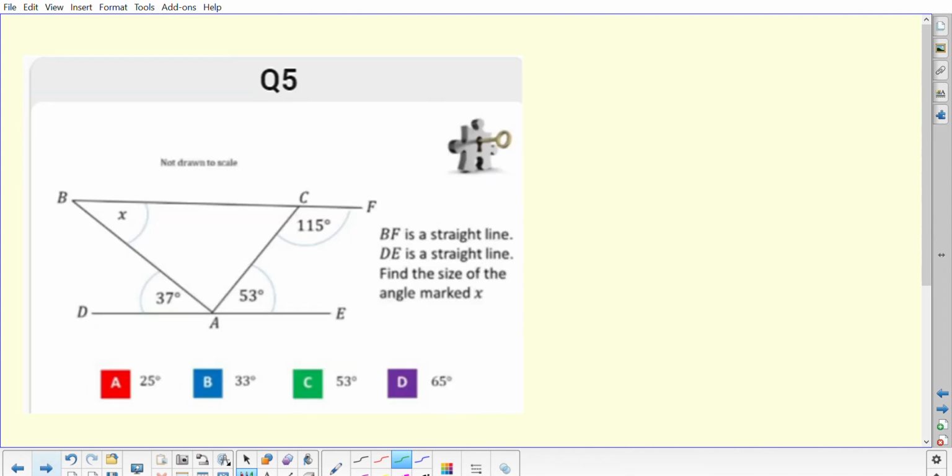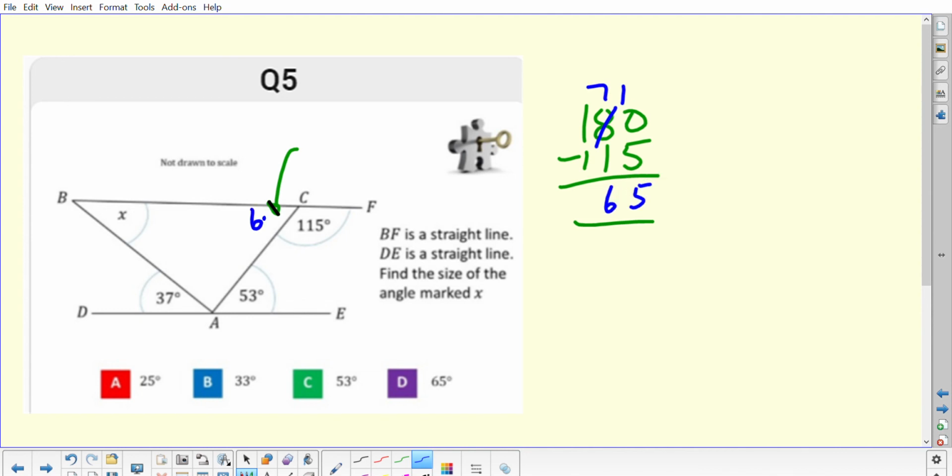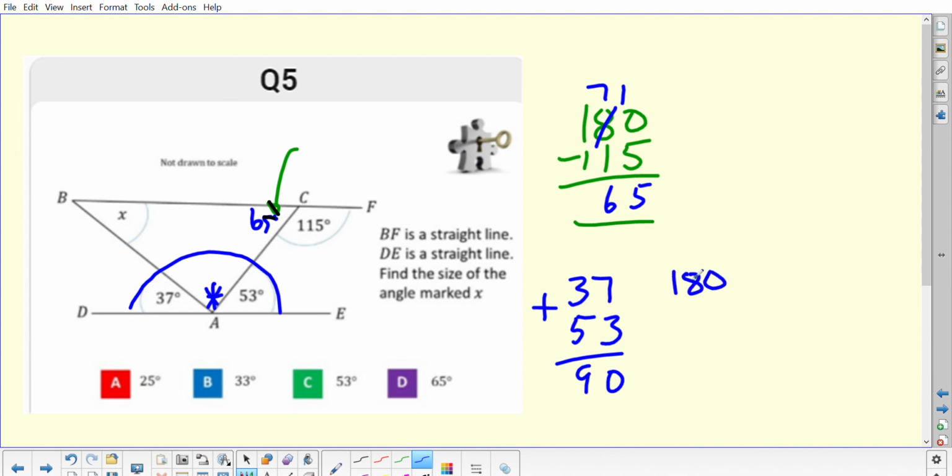And the last diagram, again you've got to work your way around this, so we can work out the one at this point here by doing 180 take away 115, and that will of course get us to the angle of 65 in this part here. The one down here, you need to add up the 37 and the 53, and that gives you 90, and then you need to take that, because this one, all three angles are fitting together to make the straight angle. So now you need to do 180 take away 90, which is 90.